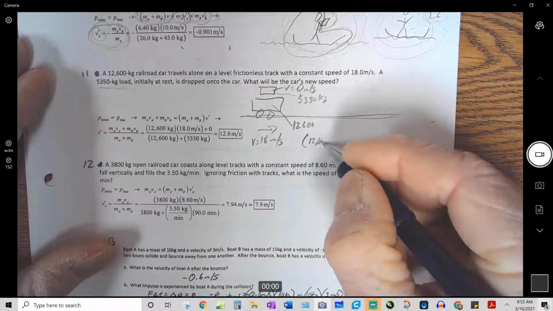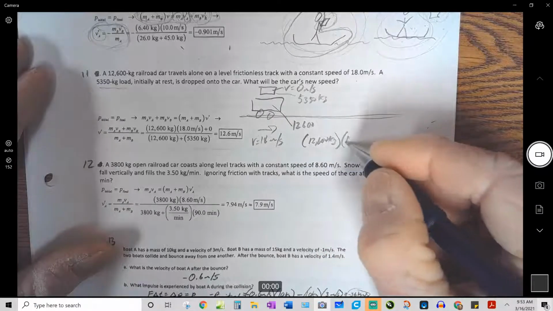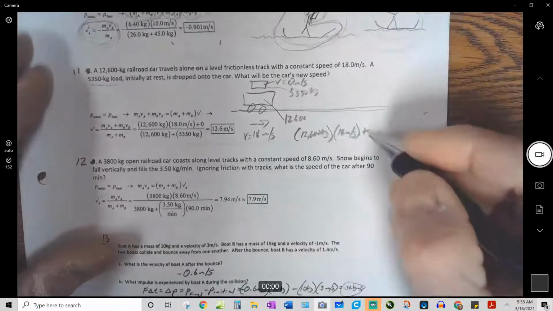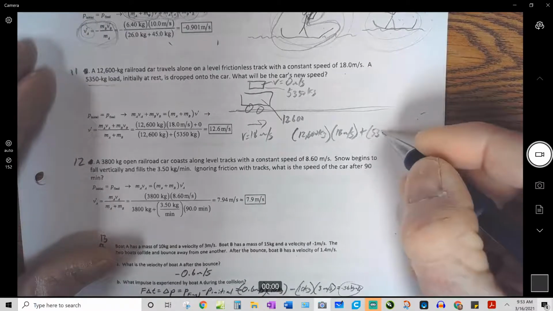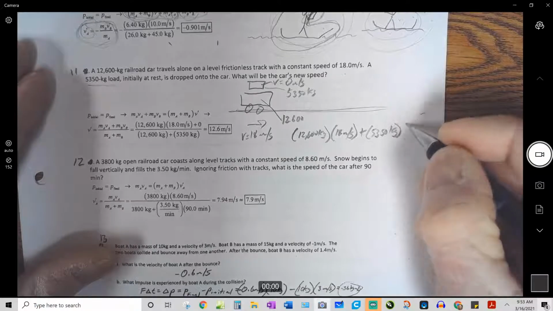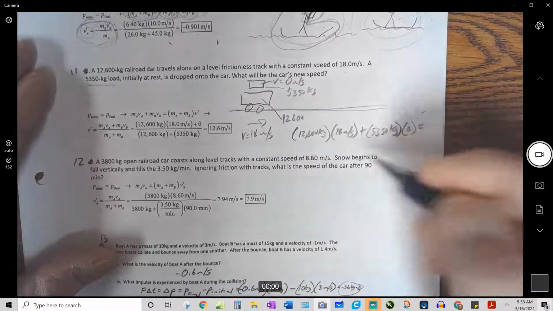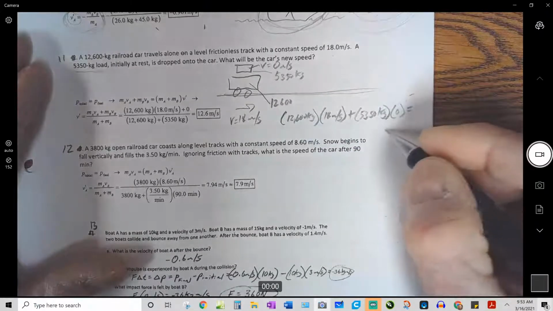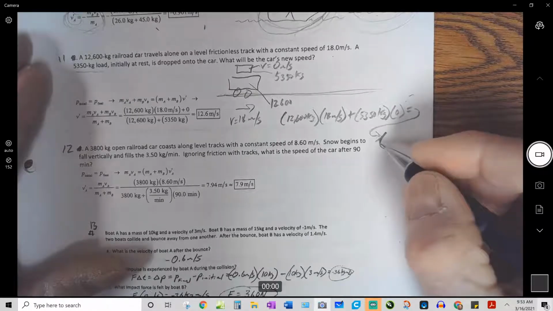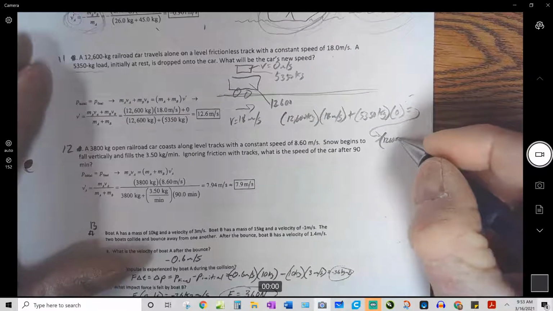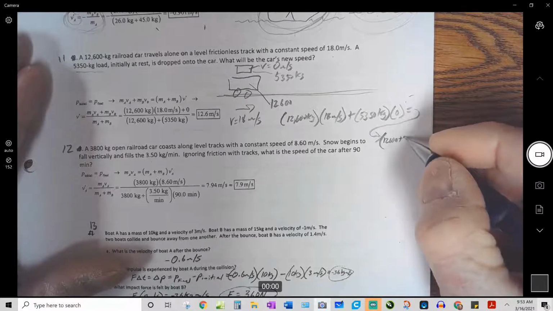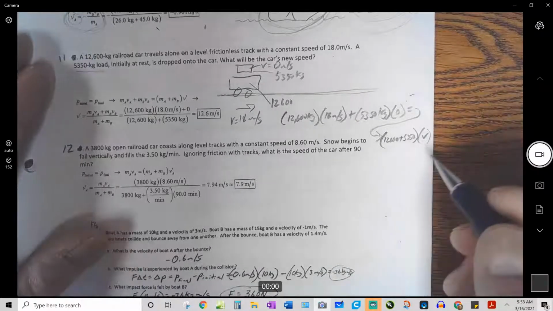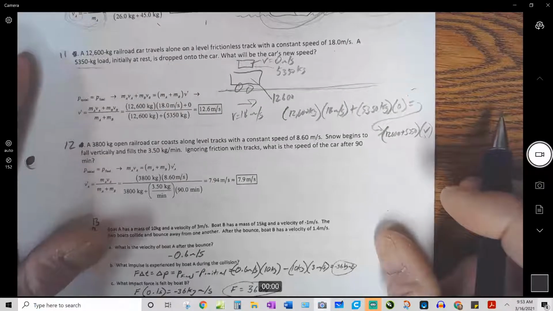this mass times its velocity plus the momentum of this thing, which is going to be 0, times its velocity. That's the total momentum before, and that equals the total momentum after. Now after, these two masses are going to be the same, so we're going to have 12,600 plus 5,350, that's the mass, times v, and that's what we're solving for. So very doable.